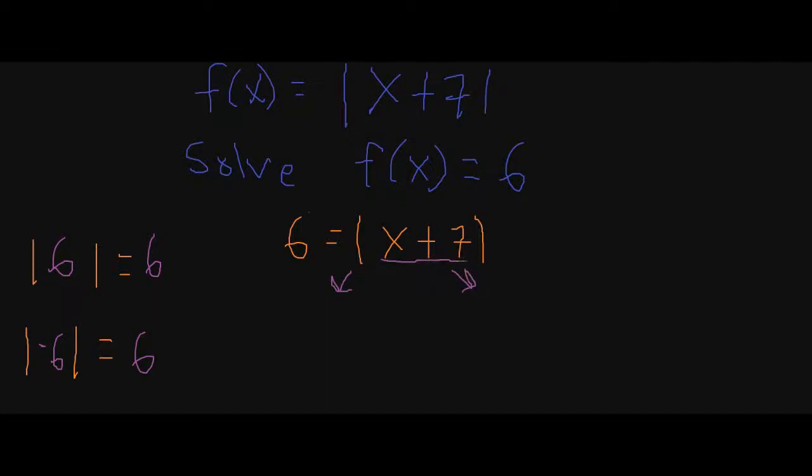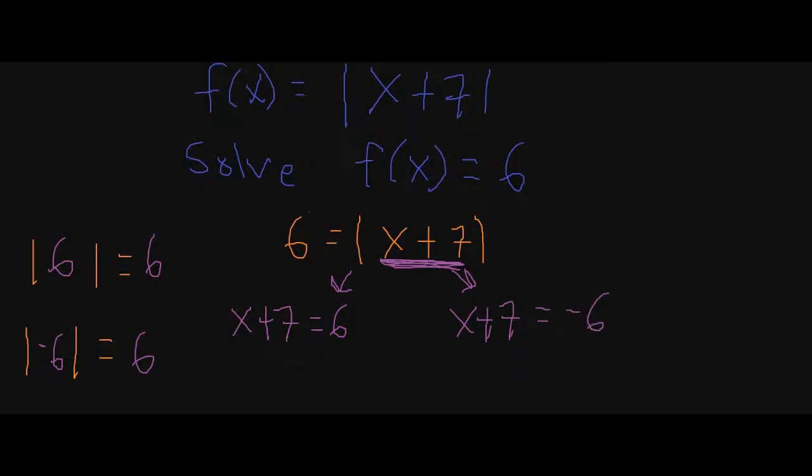We want this in here, x plus 7, to simplify to get 6, so that the absolute value of 6 would just give us 6. So we want this to equal 6. And we also want this to simplify to get negative 6, because the absolute value of negative 6 is 6. So over here, we're going to get x plus 7 is equal to negative 6.